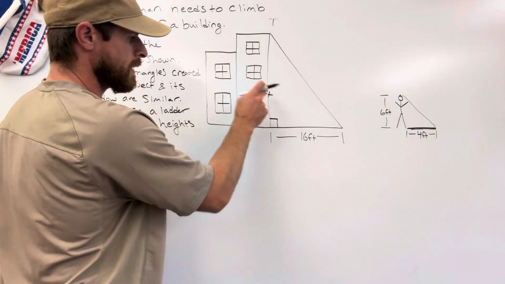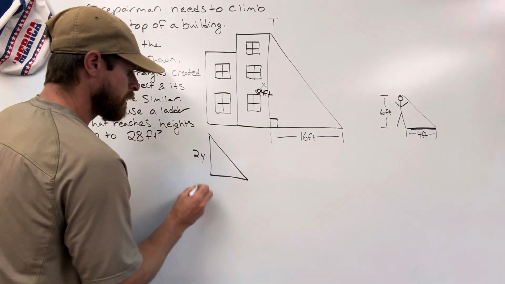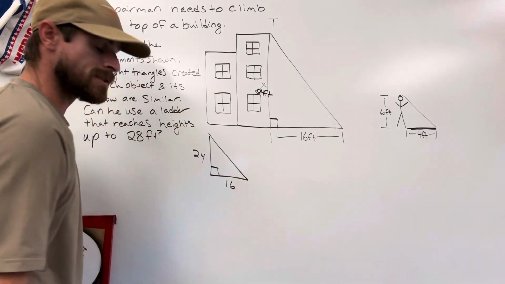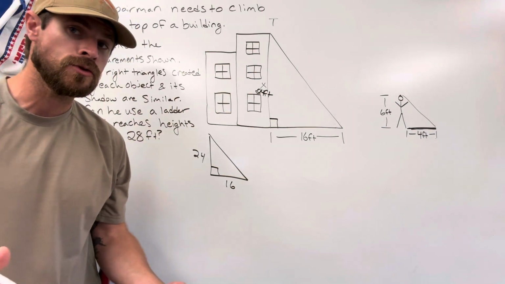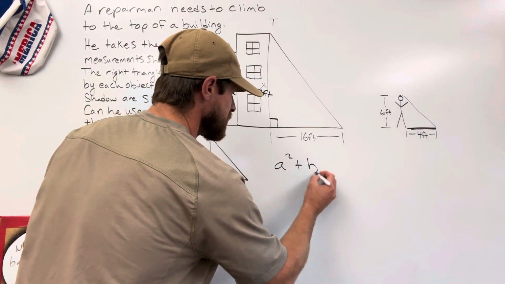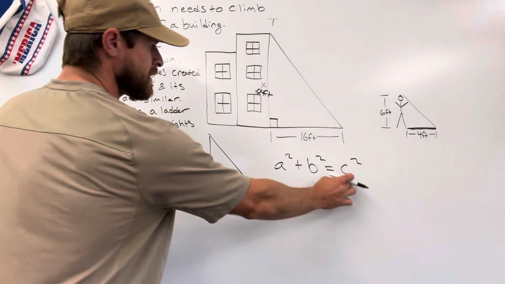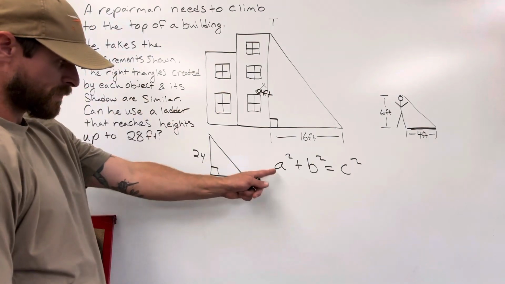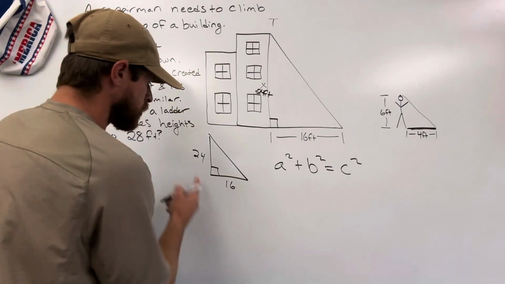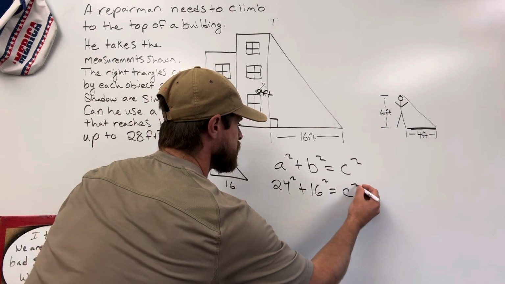Well, we've got a leg and another leg in a right triangle. So we know this information is 24, this information is 16, but we don't know this information. But good news is it's a right triangle. So that means we can use the Pythagorean theorem. That's right. A squared plus B squared equals C squared. Legs go in the A and B's. C is always the hypotenuse. So we're going to use this theorem to figure out this distance, and we're going to hope that it's under 28. So 24 squared plus 16 squared equals C squared.